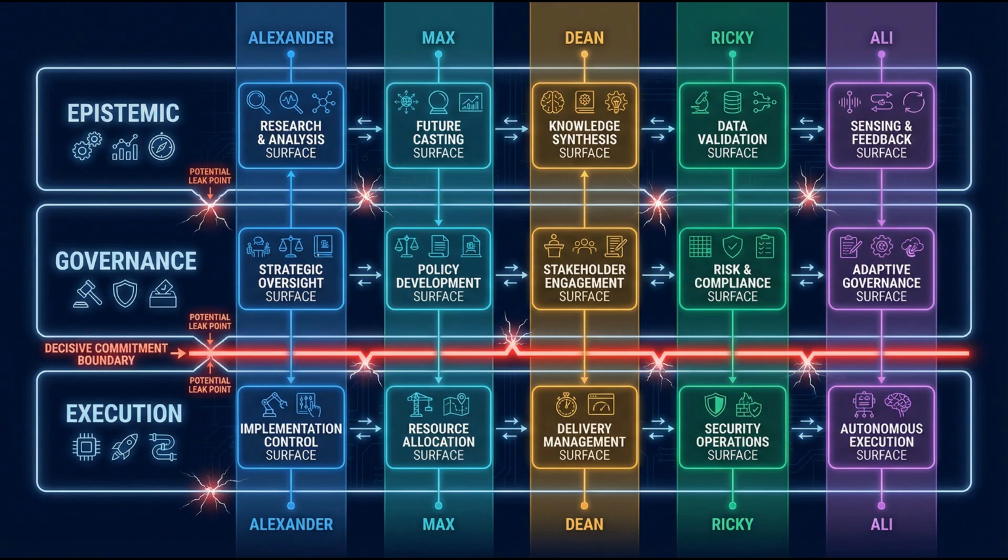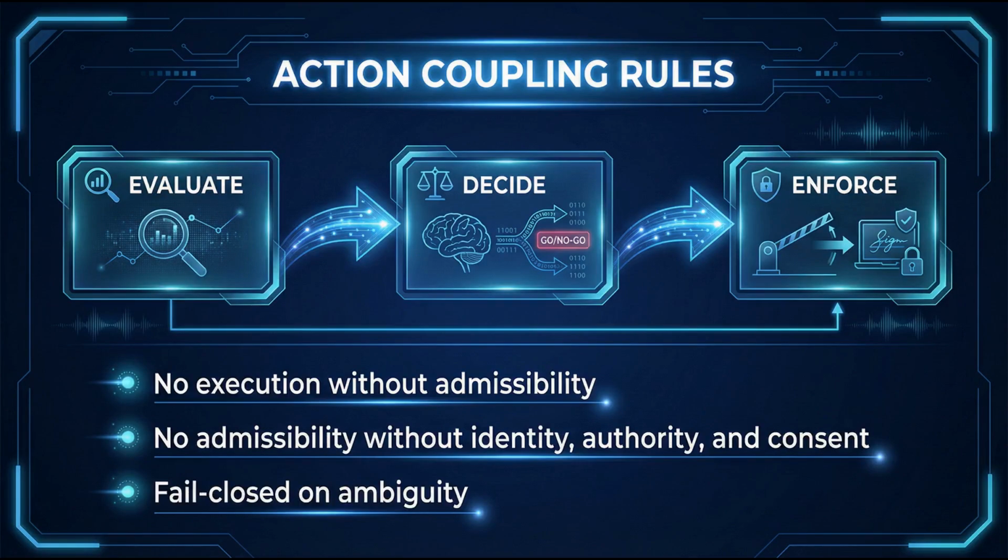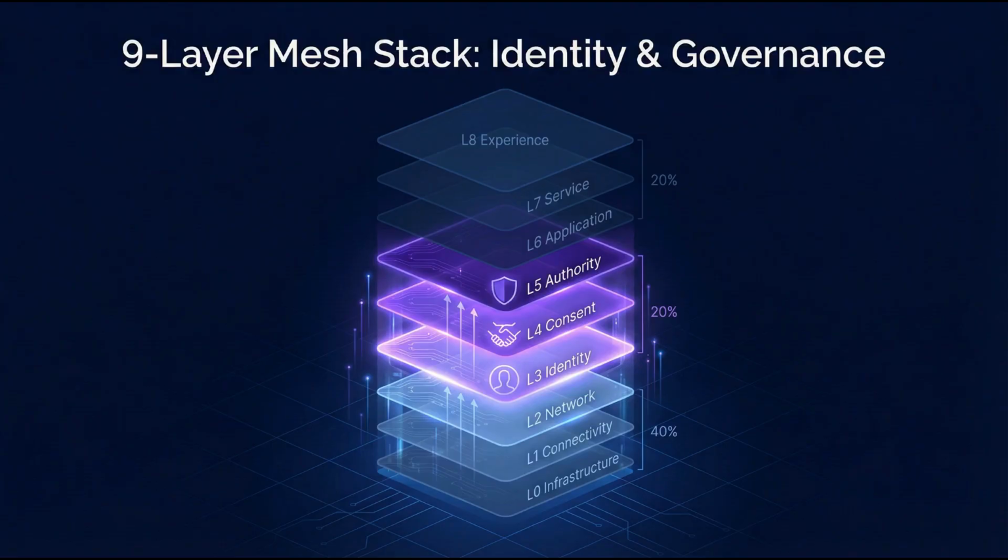Actions couple across these layers. A decision in governance triggers execution in the world, which generates new epistemic data, which informs the next governance decision. The life stack provides the structural foundation. It is a 9-layer architecture that separates concerns, from epistemic modeling at the bottom, through governance and authorization in the middle, to binding execution at the top. Each layer has specific control surfaces and specific participants responsible for defending them.